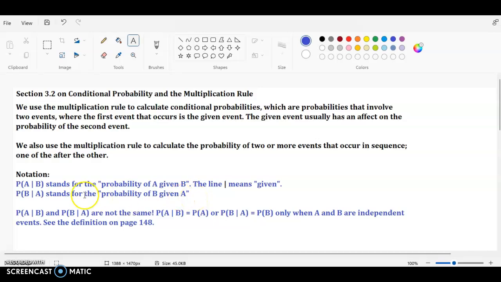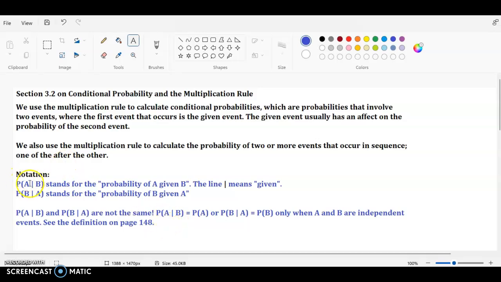It's important to know that the probability of A given B and the probability of B given A are not the same. And in some cases, the probability of A given B is equal to the probability of A, or the probability of B given A is equal to the probability of B. That happens when the given event does not have an effect on the probability of the occurrence of the second event.